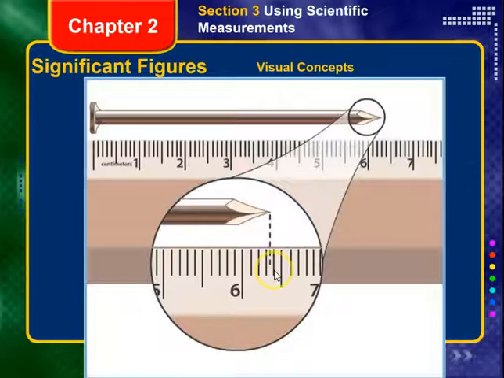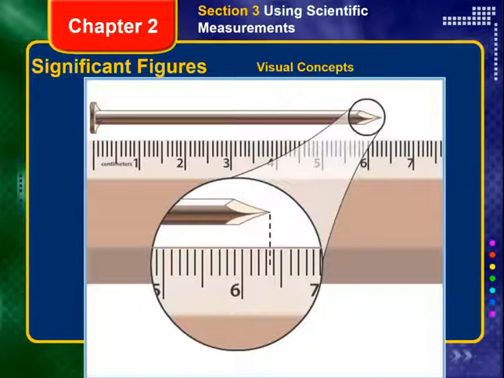So what do I write down? Do I write down 6.3 or 6.4? Neither, right? Significant figures include all of the known digits. We know that this is past 6. We know that this is past the 0.3. So we know for sure that it's at least 6.3 something. All known digits and one estimated digit.